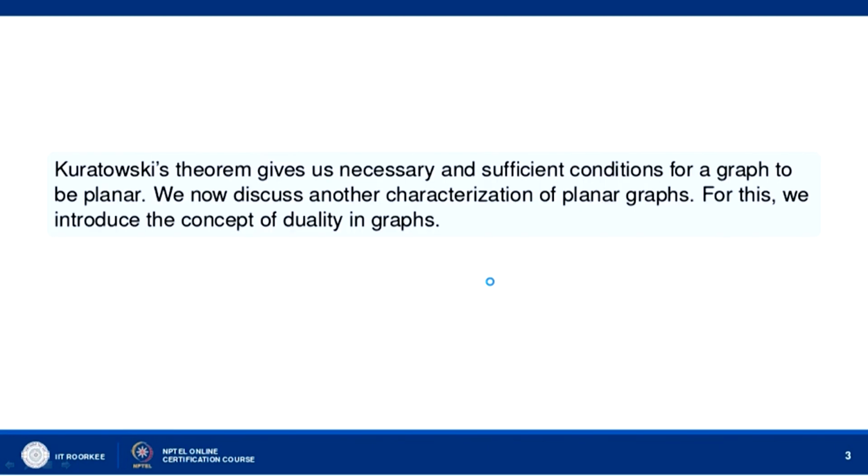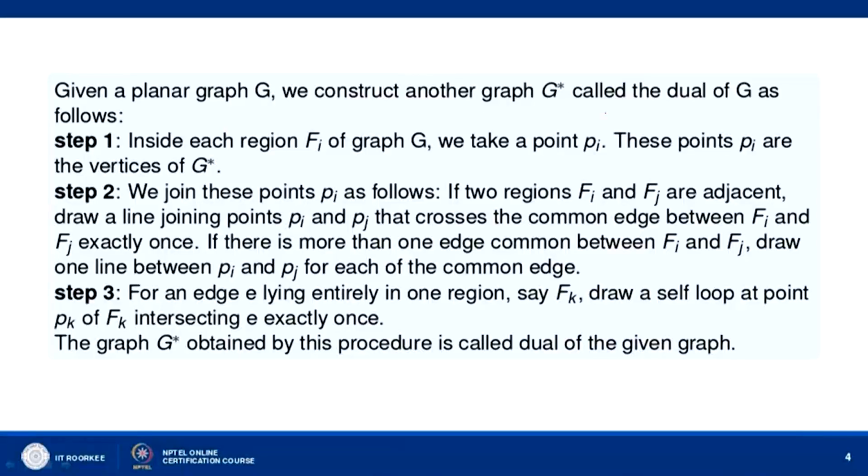So, Kuratowski's theorem gives us necessary and sufficient conditions for a graph to be planar. We have seen that Kuratowski's theorem says that a graph is planar if and only if it does not have any subgraph which is homeomorphic to K33 or K5. So, it gives us necessary and sufficient conditions for a graph to be a planar graph. Now, let us see how we get the dual of a given planar graph.